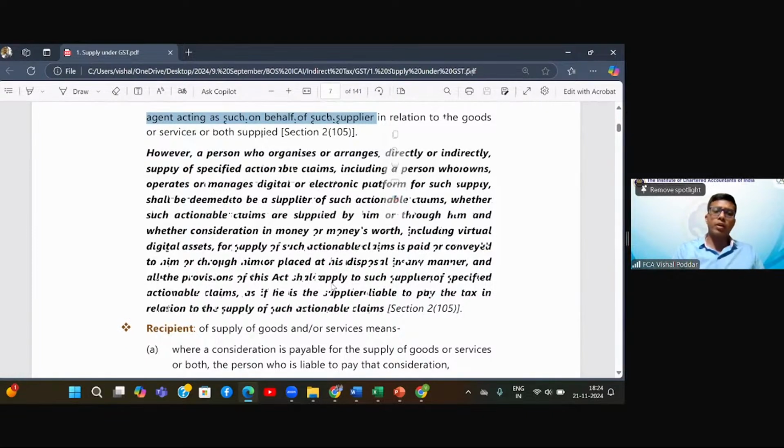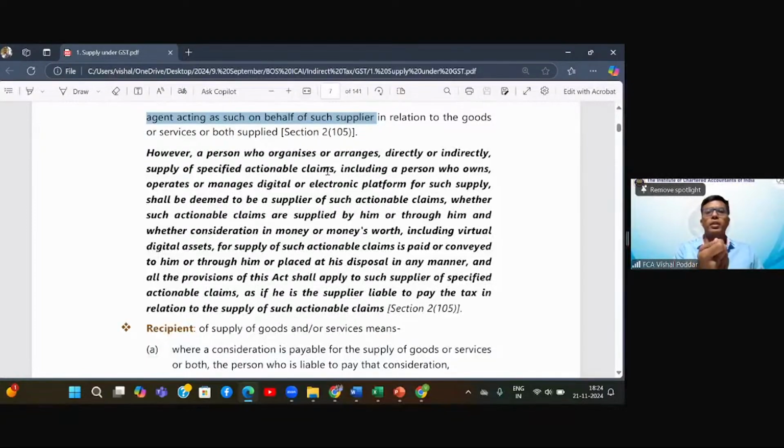So now, with this background, when you read the definition of supplier, you will understand. So who is the supplier? Keeping in mind the online gaming company, read this. It is the person who organizes or arranges, either directly or indirectly, the supply of specified actionable claims. What is this actionable claim? I pay 100 rupees and the company is giving me the right to win or lose.